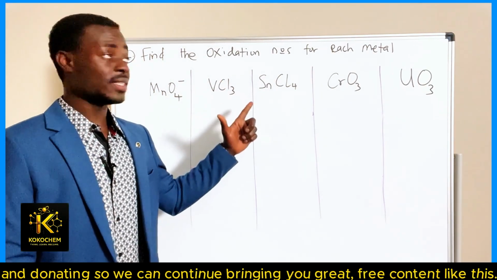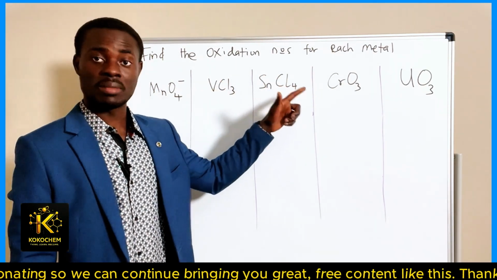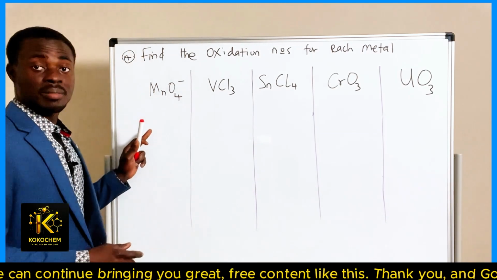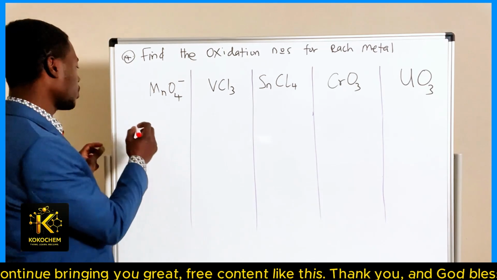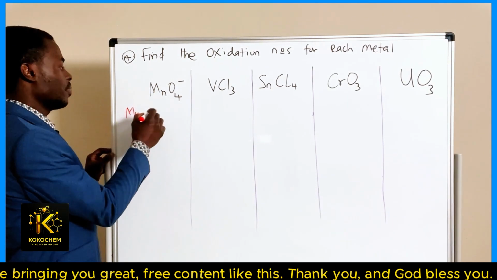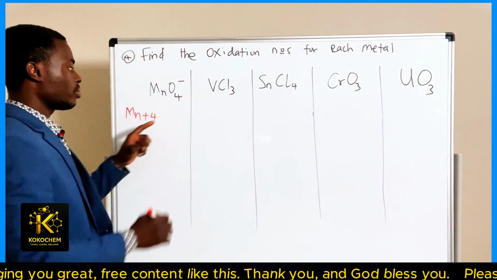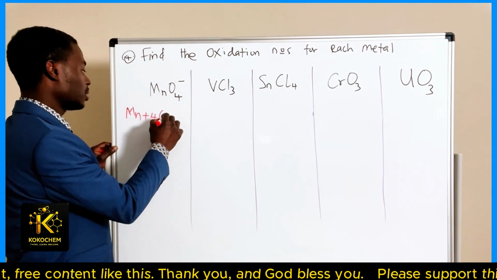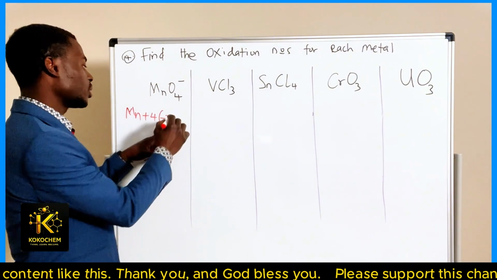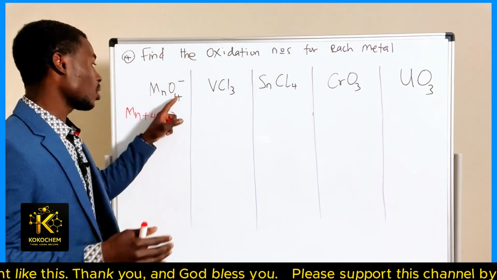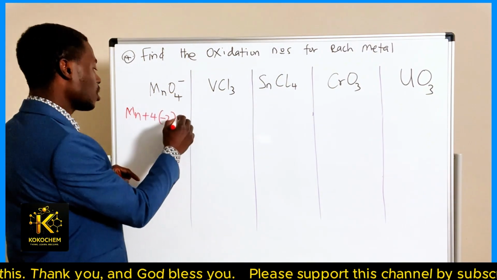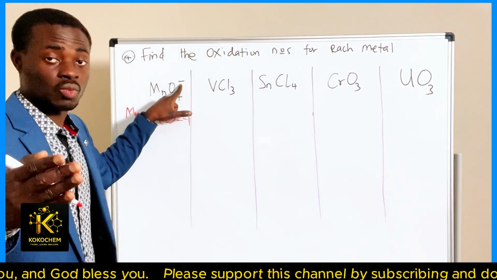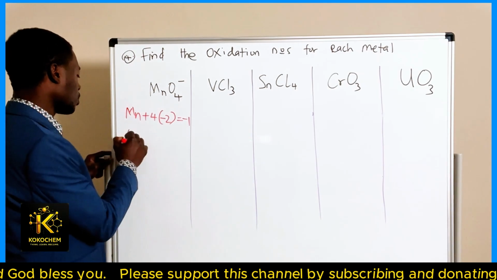Find the oxidation numbers for each metal in these compounds. For the first one, MnO₄⁻, we will have Mn plus 4 times -2, because we have 4 atoms of oxygen in there and the oxidation state for oxygen is -2, equal to -1 because there's a charge of -1 on top.